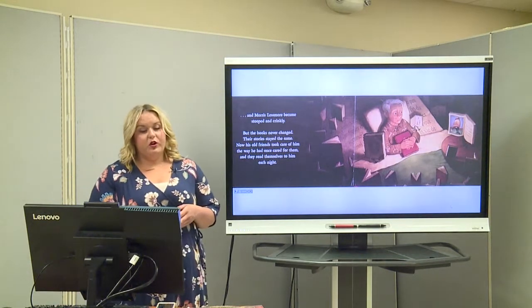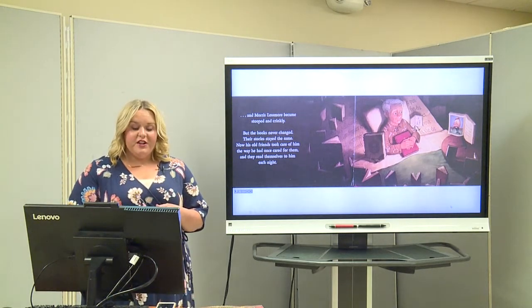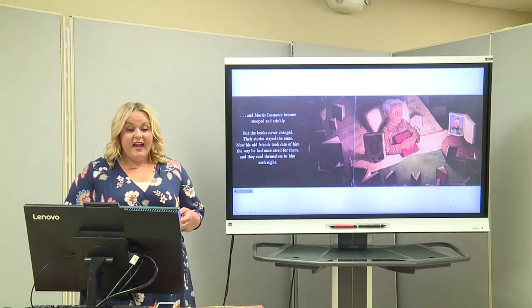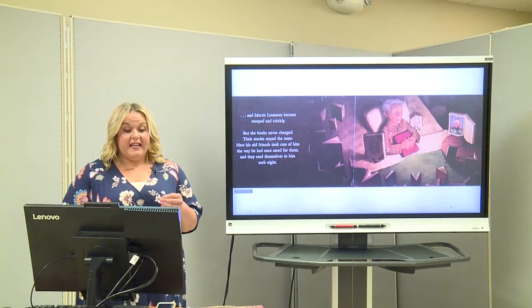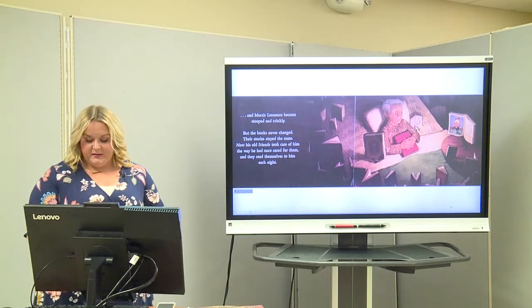And Morris Lessmore became stooped and crinkly. But the books never changed. Their stories stayed the same. Now his old friends took care of him the way he had once cared for them, and they read themselves to him each night.